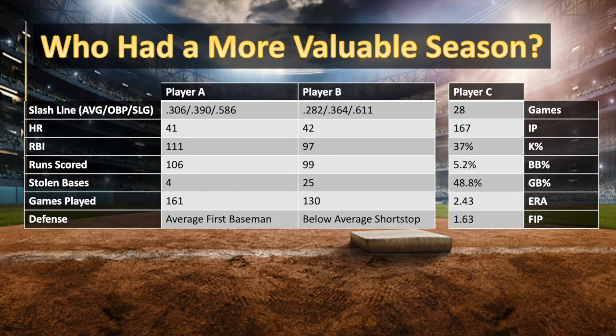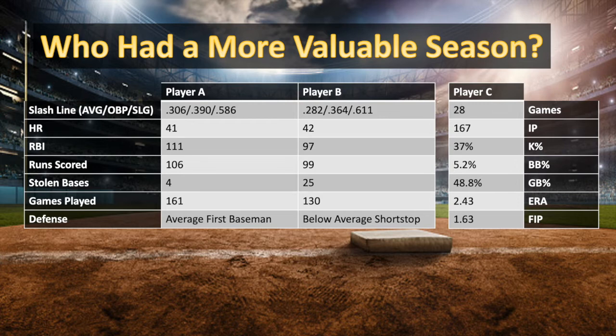The other thing to keep in mind here, so I added a third player to this list, but this player is a pitcher, right? How on earth would you go about comparing the statistics you see for player C to the statistics you see for players A and B? That player C played in 100 fewer games. Then you're getting into innings pitched, K percentage, base on balls, ground ball percentage, ERA, and FIP.